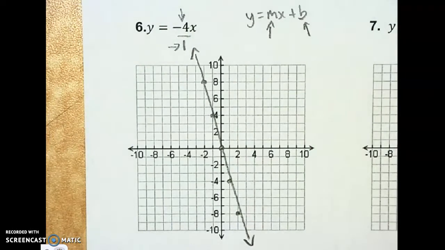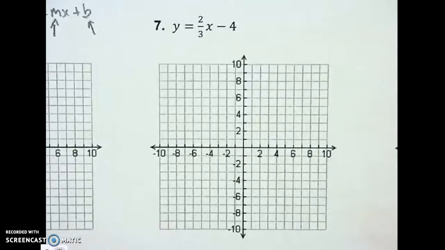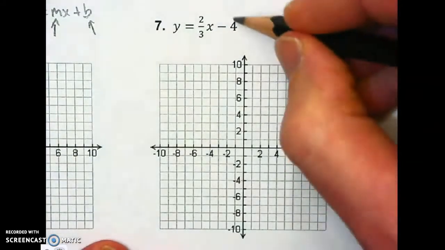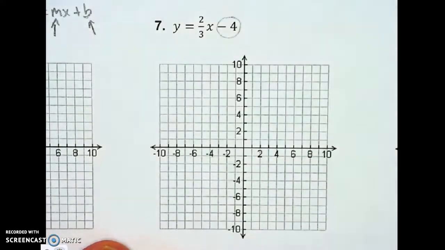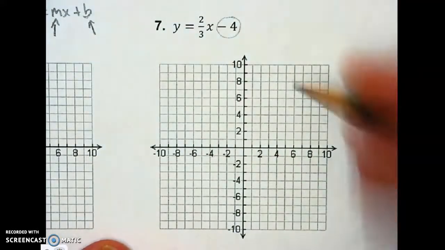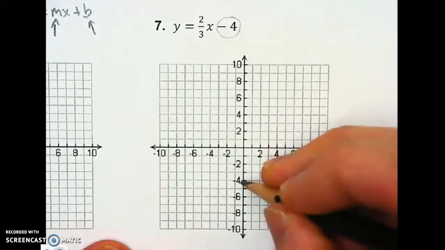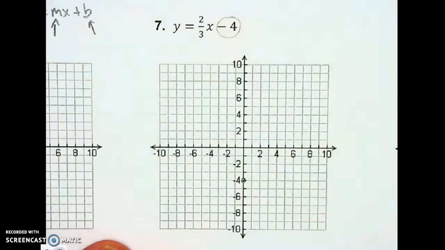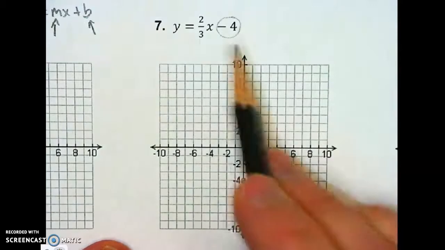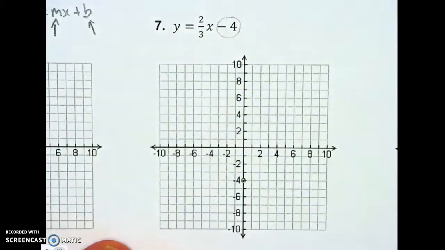We're going to take a look at one more. Look at number 7 here. Okay, it does have a number on the end without x. I'm looking for that number without x. That's the y-intercept. So on the y-axis, always start on the y-axis. Go to -4. My slope is a fraction, so I'm set to go there.